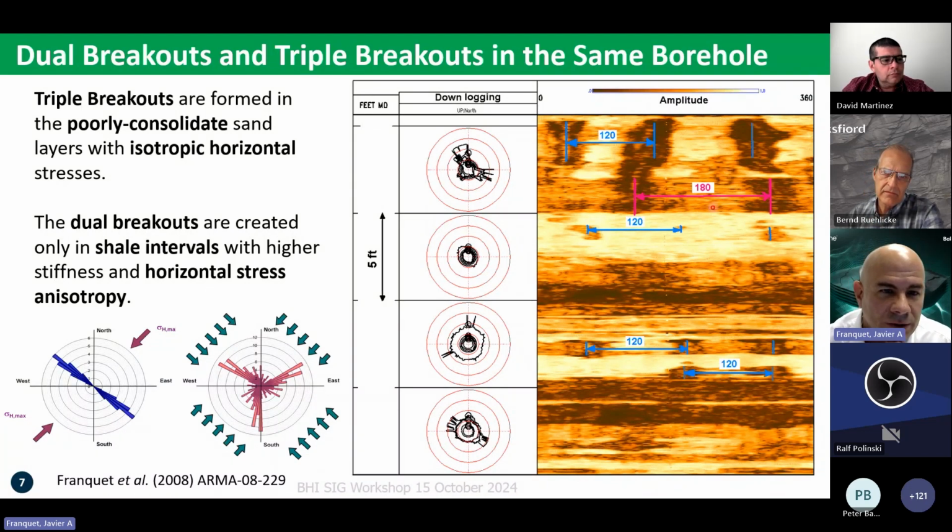So there is a stress anisotropy in the shales. So that's why you see the traditional dual breakout. So this is very interesting because you can get the stress direction here in the dual breakout.